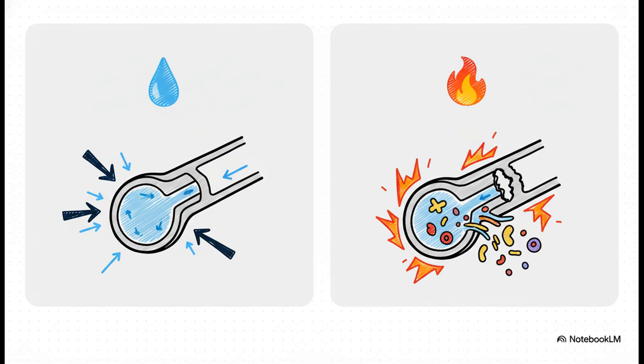A transudate is basically a plumbing problem. It's about physics. You've either got too much pressure pushing fluid out of your blood vessels, that's your hydrostatic pressure, or you don't have enough protein, like albumin, to act like a sponge and hold the fluid in, that's your oncotic pressure. On the other hand, an exudate is a biology problem. It's a local issue. The vessels themselves are inflamed and leaky because of something like an infection or cancer, and they're letting all this protein and other cells spill out into that pleural space.